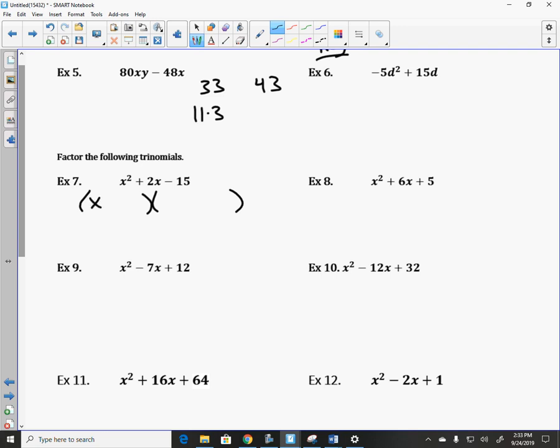X squared divides up into x times x, and then we already talked about this. I need two numbers that multiply to negative 15 but add to positive 2. Positive 5 and negative 3.